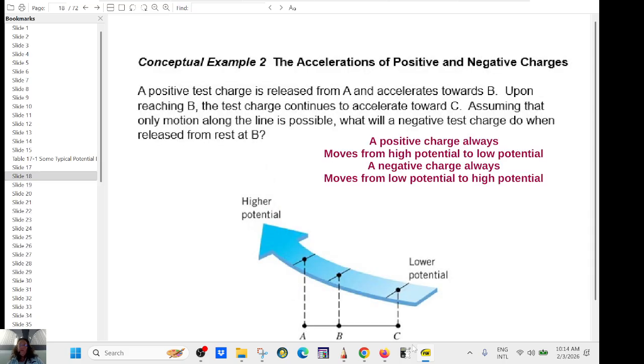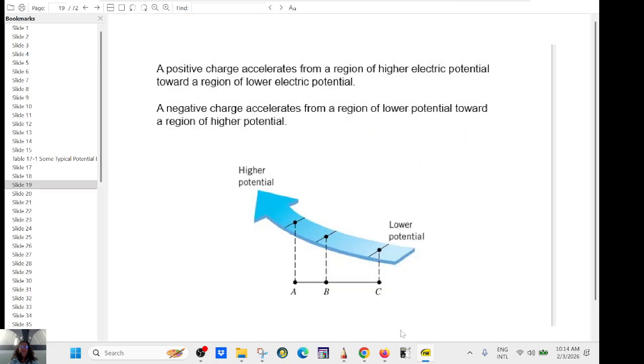So if you have a negative charge here at B, where will it go? Left, right? To A. If it's positive, it wants to go to C. Is that clear? Conceptual question?